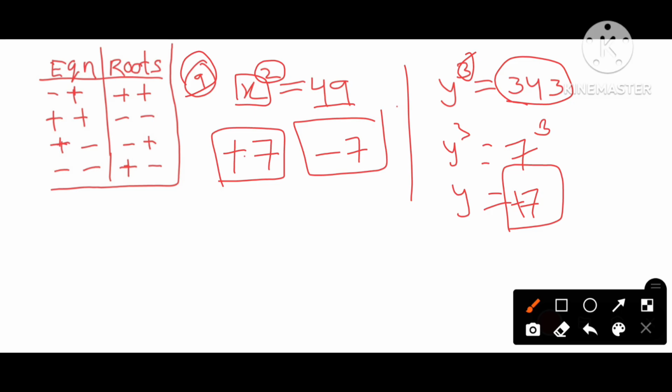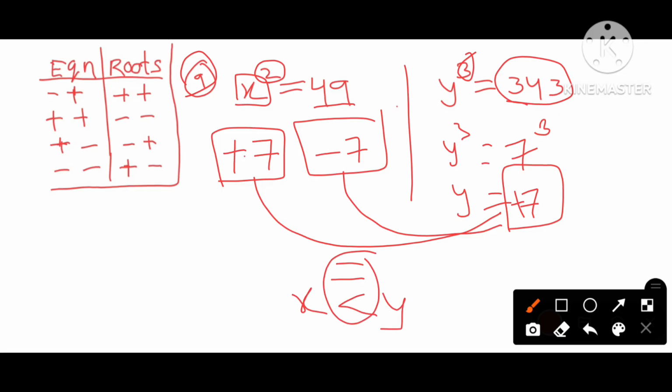Now comparing these two, comparing plus and plus, both are equal. Comparing negative 7 with positive 7, we get x lesser than y. So combining them, x is lesser than or equal to y is the answer for this question.